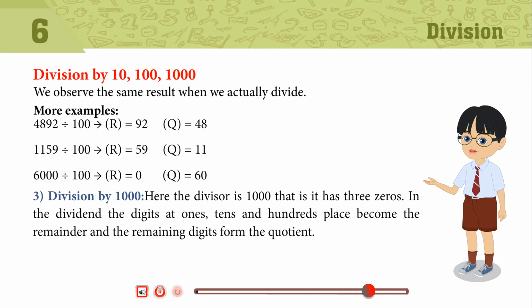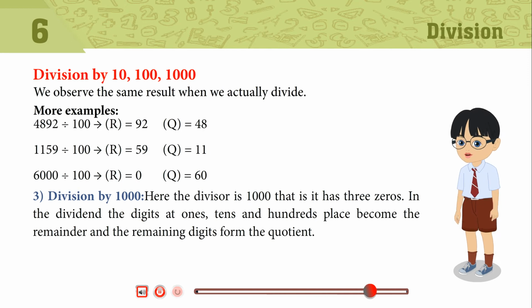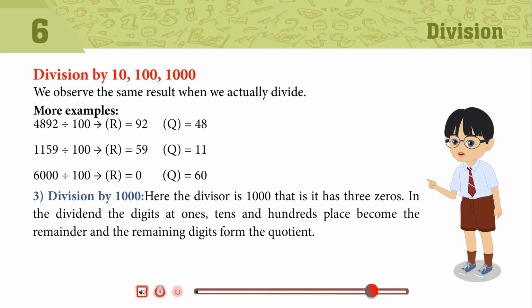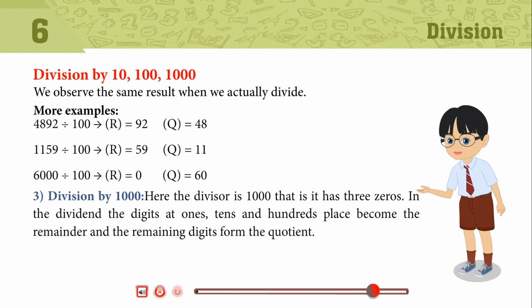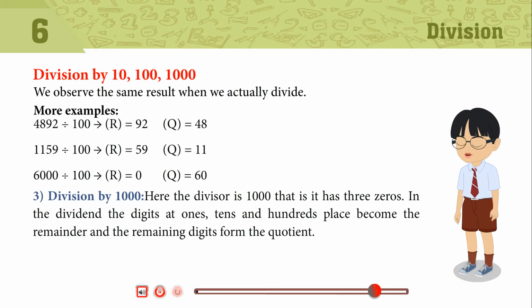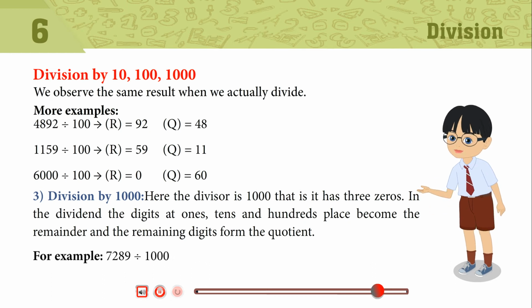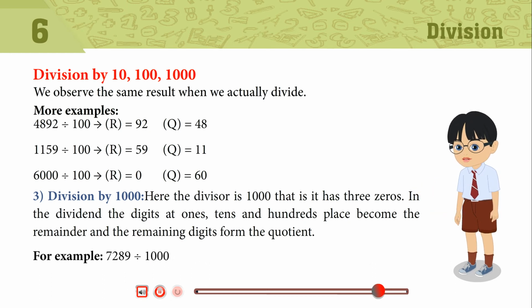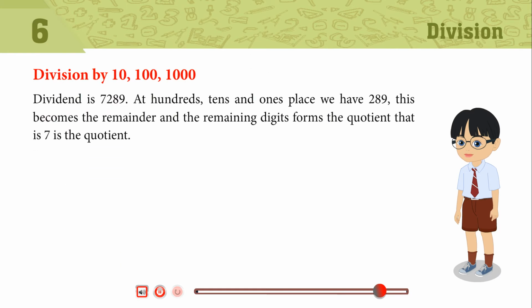Division by 1000. Here the divisor is 1000, that is, it has 3 zeros. In the dividend, the digits at ones, tens and hundreds place become the remainder and the remaining digits form the quotient. For example, 7289 divided by 1000, dividend is 7289. At hundreds, tens and ones place, we have 289. This becomes the remainder and the remaining digits form the quotient, that is, 7 is the quotient.